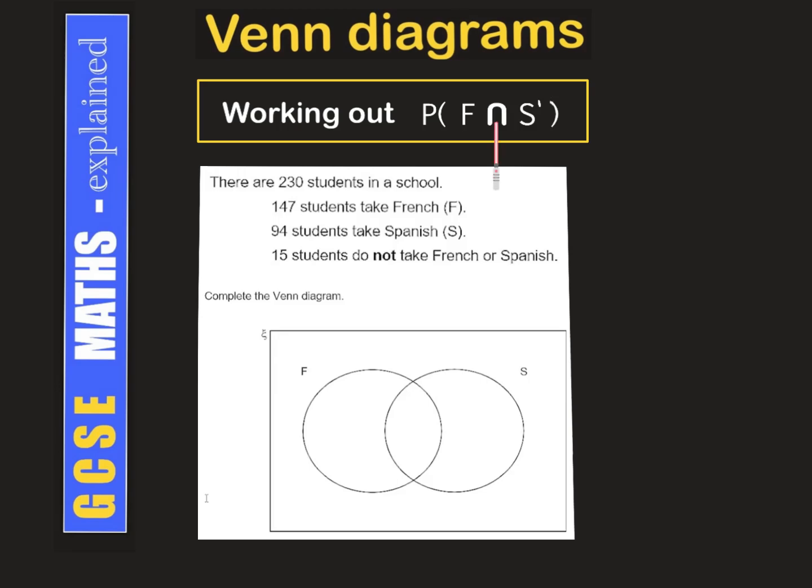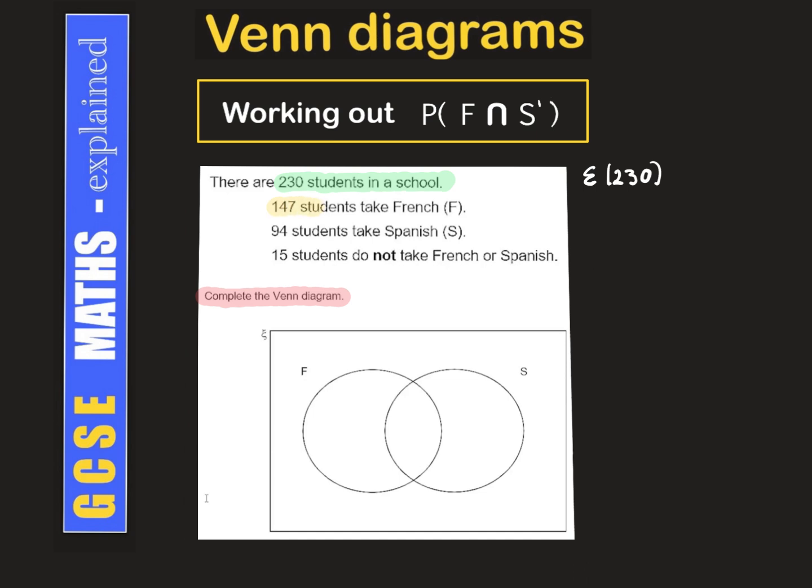In this video, we're going to be looking at an intersection of a set F with the complement of set S. But before we do that, we are asked to complete the Venn diagram. We are given that we have 230 students in a school, and that means that our universal set is going to be 230. That implies that all the segments in this rectangle, 1, 2, 3, and the one outside, are going to total to 230.